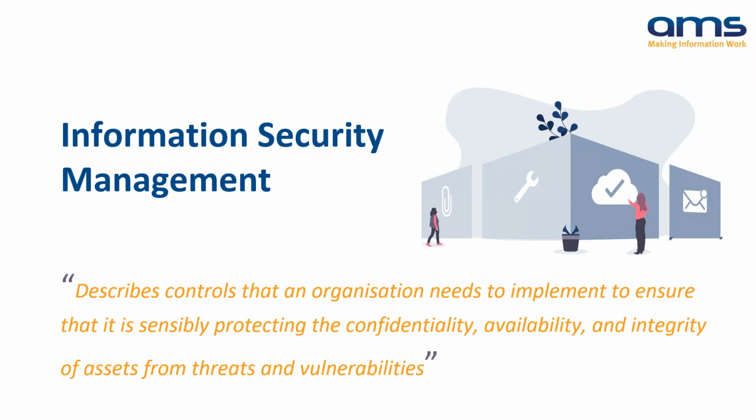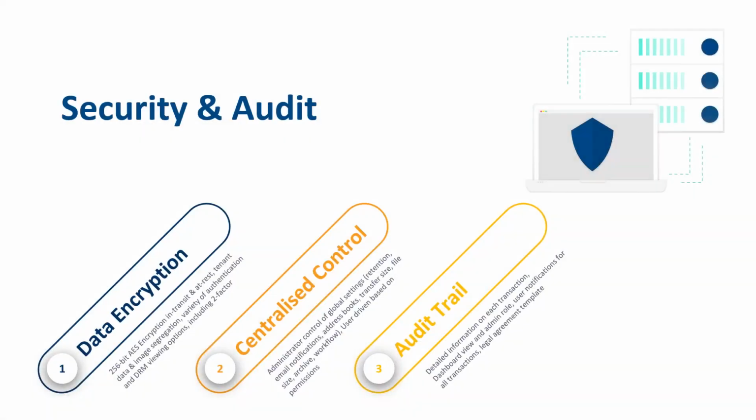So just to come to the end of the webinar now, but I just wanted to bring up this point. So information security management can mean slightly different things to different people. So information security management describes controls that an organization needs to implement to ensure that it's sensibly protecting the confidentiality, availability, and integrity of assets from threats and vulnerabilities. So what does this actually mean in the real world?